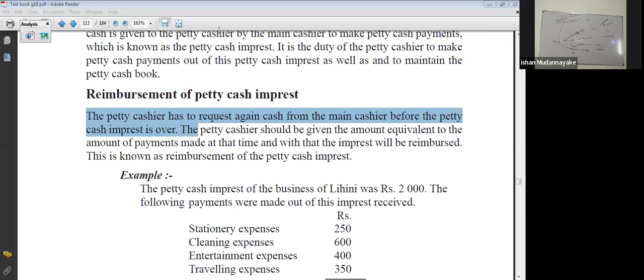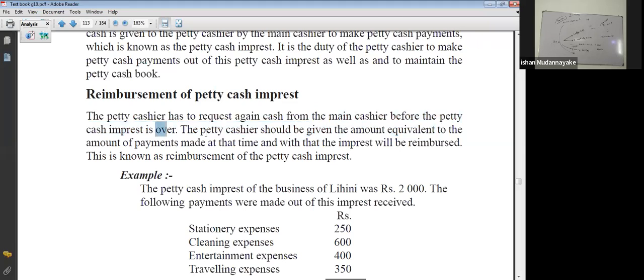The petty cashier has to request cash again from the main cashier before the petty cash imprest is over. The petty cashier should be given an amount equivalent to the amount of payments made at that time, and with that the imprest will be reimbursed. This is known as reimbursement of the petty cash imprest.